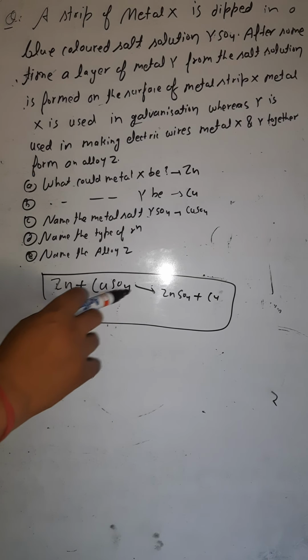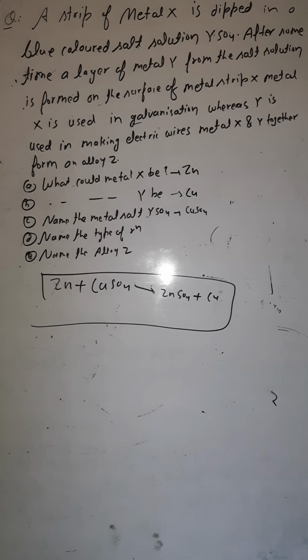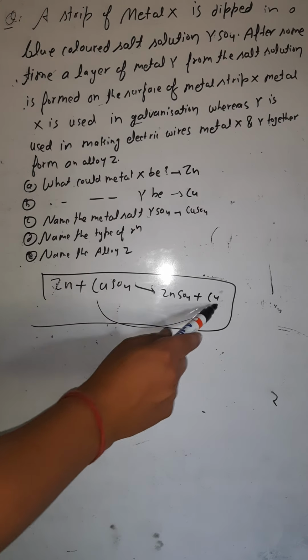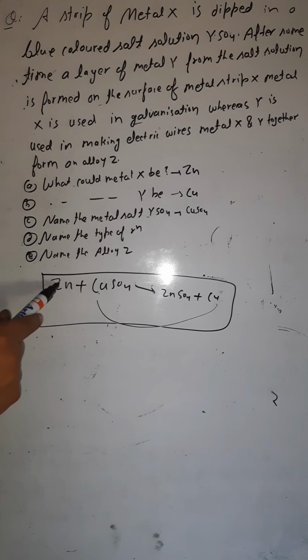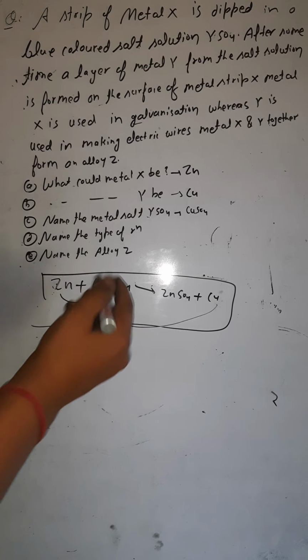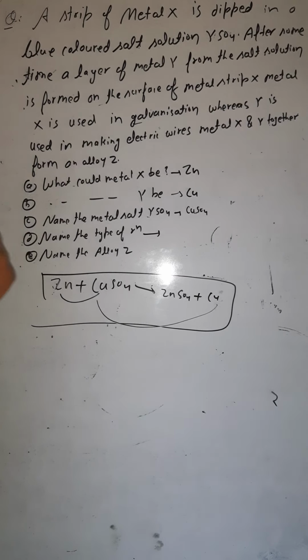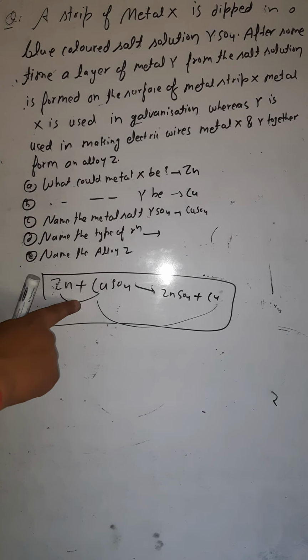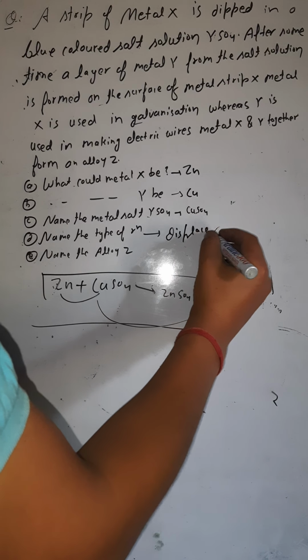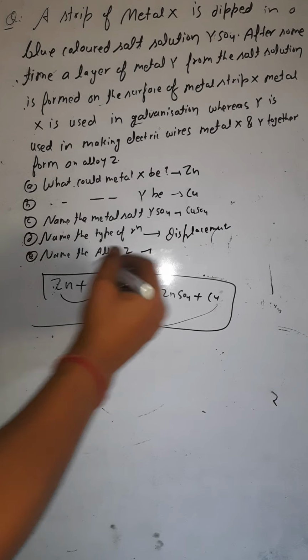And name the type. Which type of reaction is it? Can you tell me the type of reaction here? Yes, this zinc is displacing copper. Copper is alone here. Now the place of copper has been taken by zinc here. So this is an example of a displacement reaction. Answer to part D: name the type of reaction. You write this, and this is a displacement reaction.